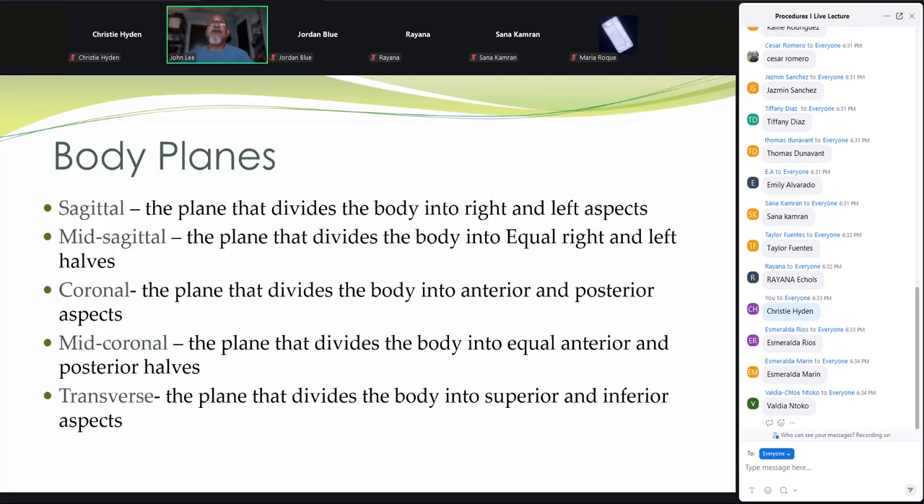Body plane review. Of course, sagittal divides the body into left and right aspects. Mid-sagittal divides us into equal right and left halves. Coronal is the plane that divides the body into anterior and posterior aspects. Mid-coronal divides the body into equal anterior and posterior halves. Transverse is the plane that divides the body into superior and inferior aspects.